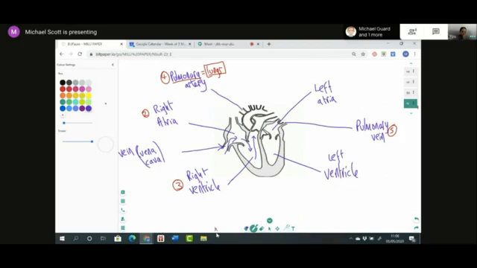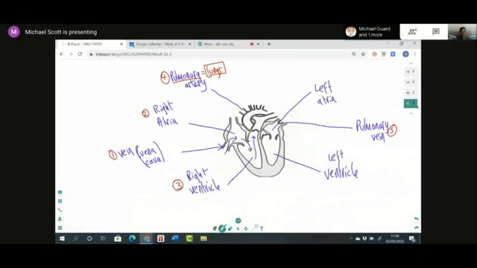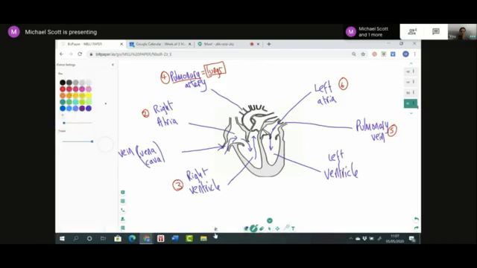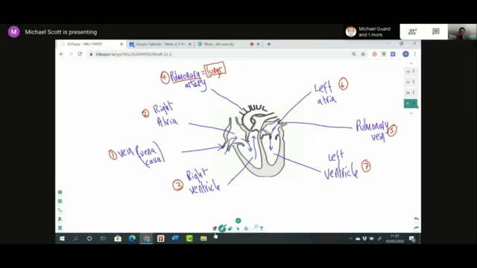After we've been to the pulmonary vein, the blood then goes to the left atria. I should have just kept the red. So the left atria comes after the pulmonary vein, and I'll label that as number 6. The blood then gets pumped from the left atria down into the left ventricle. So the left ventricle is the 7th stop for blood through the heart.